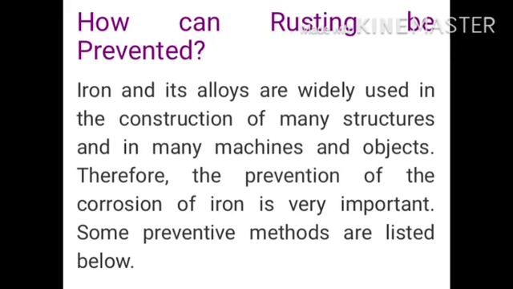How can rusting be prevented? Iron and its alloys are widely used in the construction of many structures and in many machines and objects. Therefore, the prevention of the corrosion of iron is very important. Now I am going to discuss some primitive methods to prevent rusting.